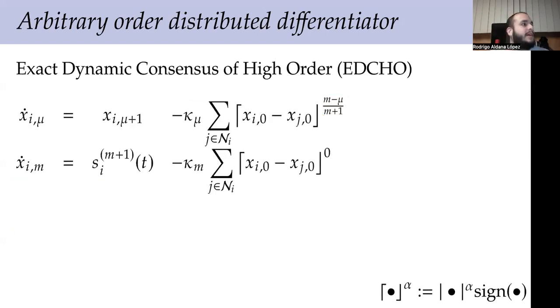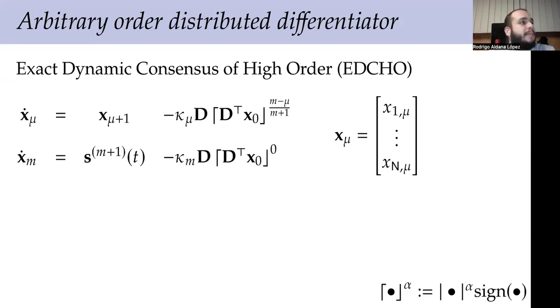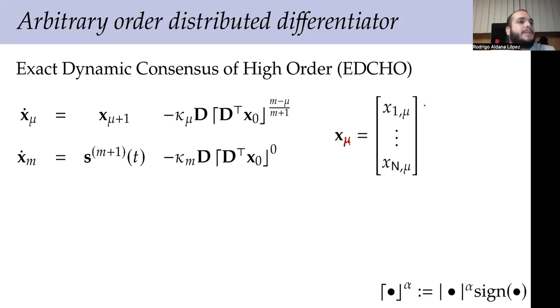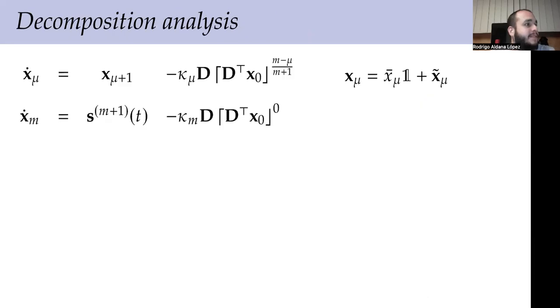So if we analyze the system in x, we have a similar structure, just that in the last state we have the n+1 derivative of the local signal. And if we write that in vector form, in this case, we have a vector for each mu state. So recall that each agent has up to m states. So for each mu, we have this vector, where each component is one agent. So we have this structure in vector form, and it keeps looking more and more like a differentiator, right?